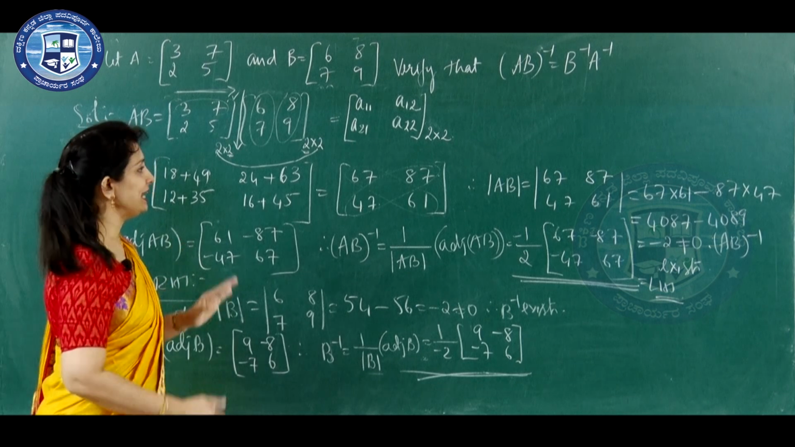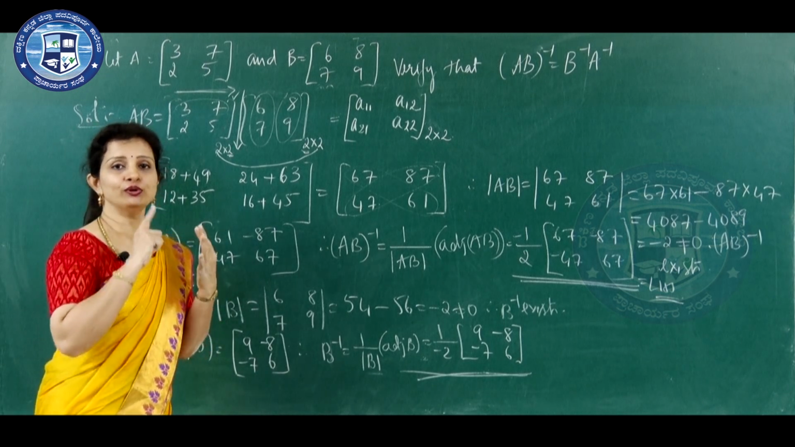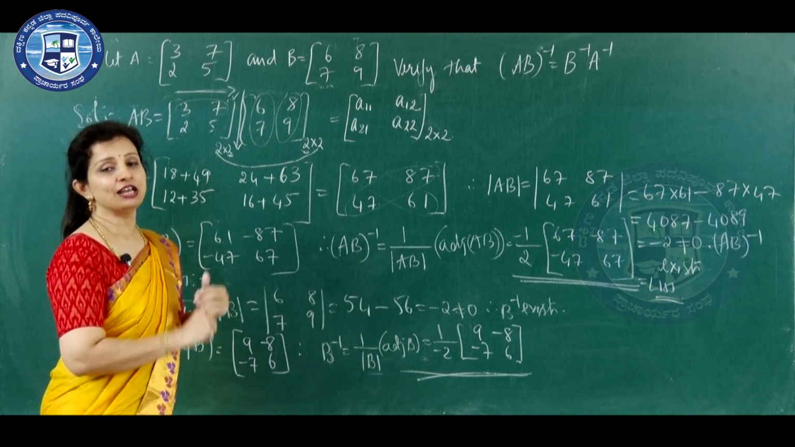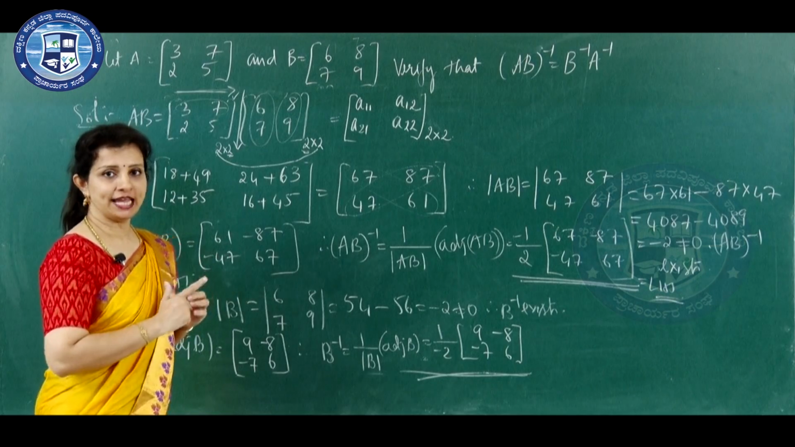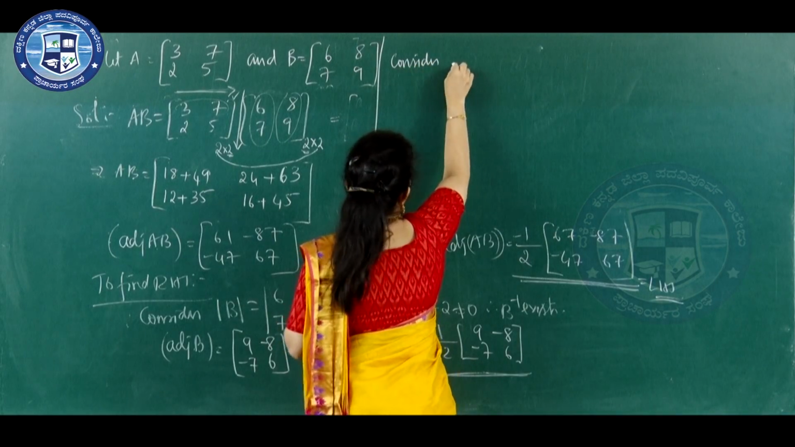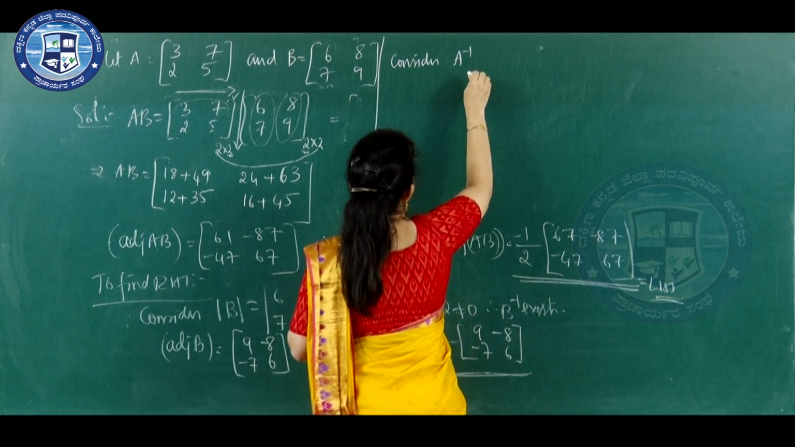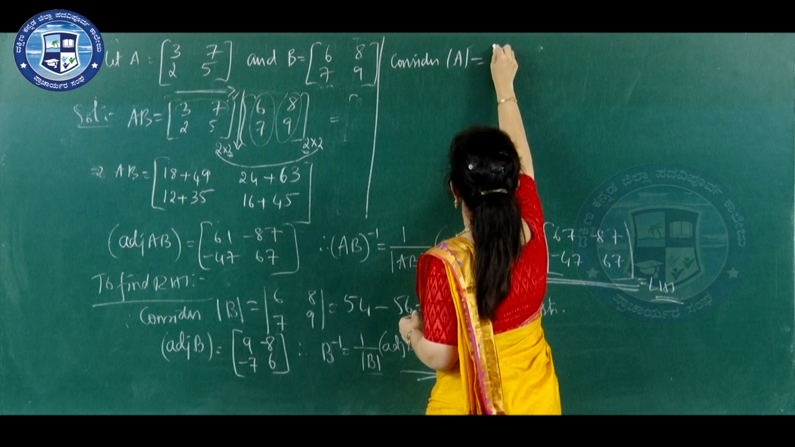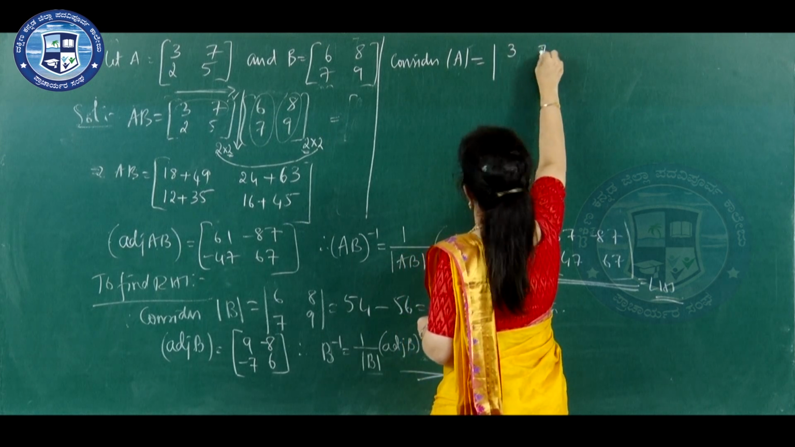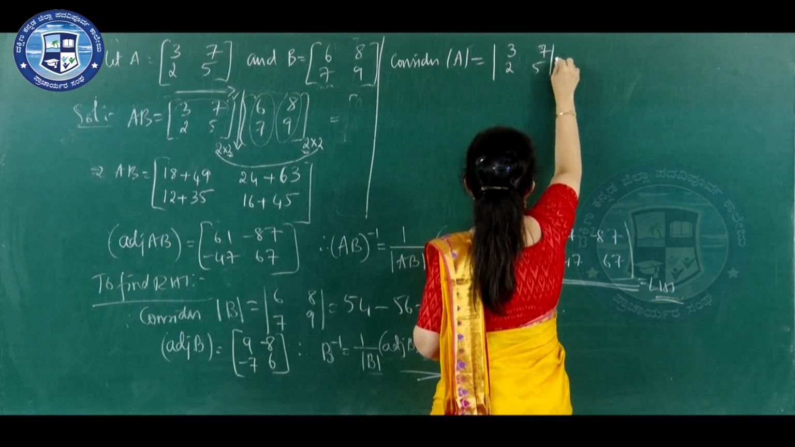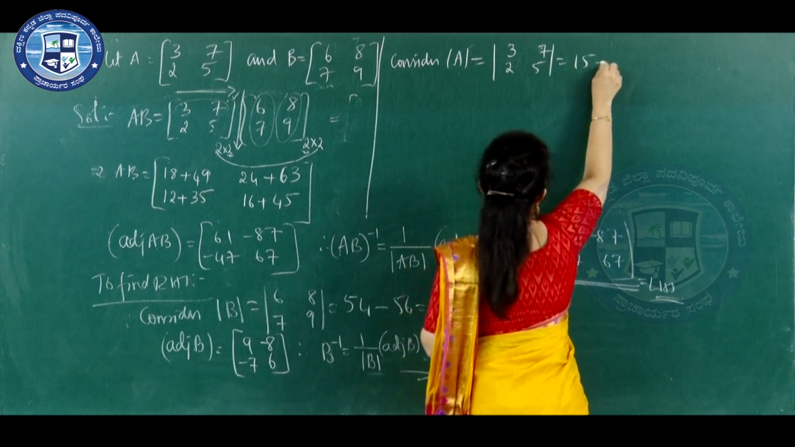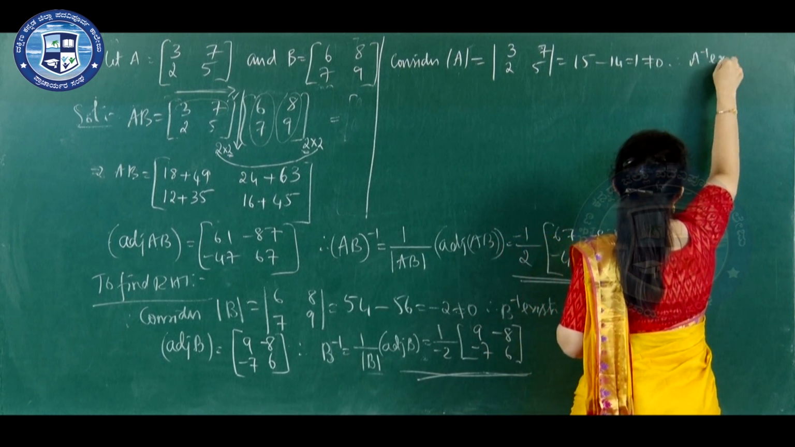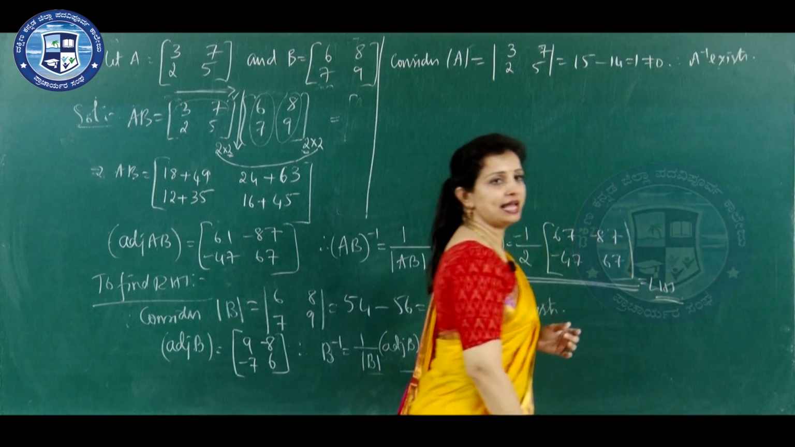What is A inverse? To find A inverse, of course, you have to know the determinant of A, which is not equal to 0, then A inverse exists, find out adjoint A, then find out A inverse. Consider A inverse. To find A inverse, let us see what is determinant A. Determinant A is determinant of 3, 7, 2, 5, which is equal to 15 minus 14, which is 1, which is not equal to 0. Therefore, A inverse exists.